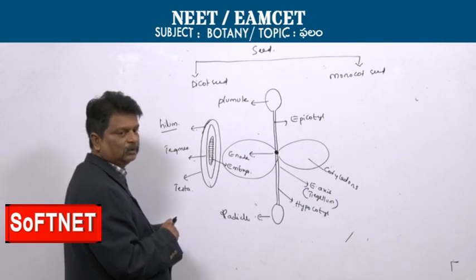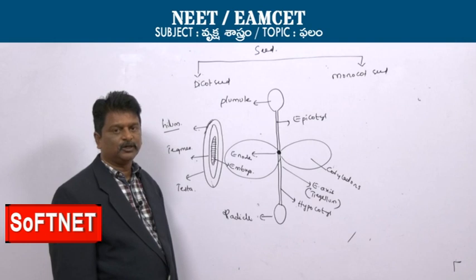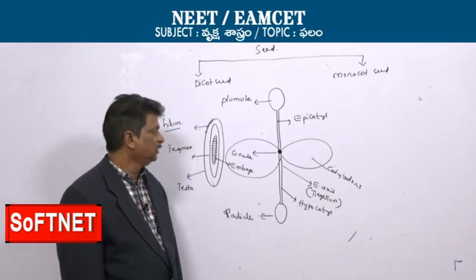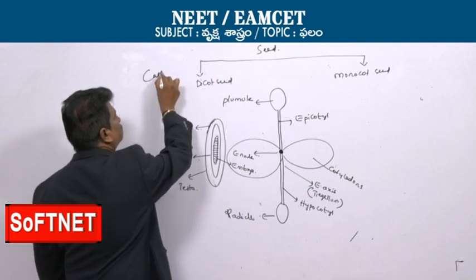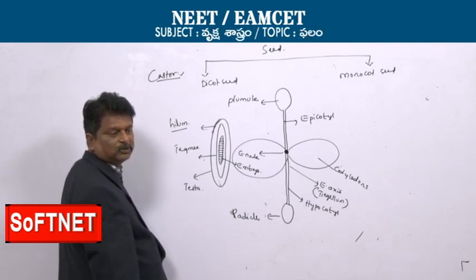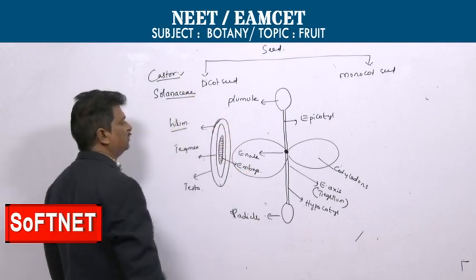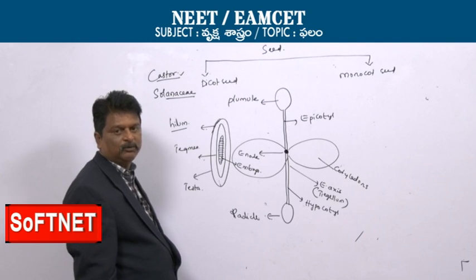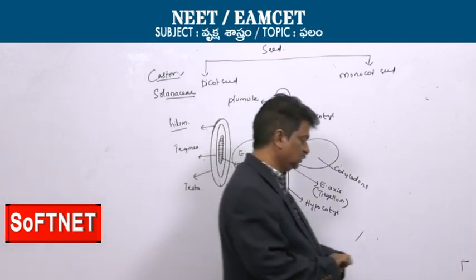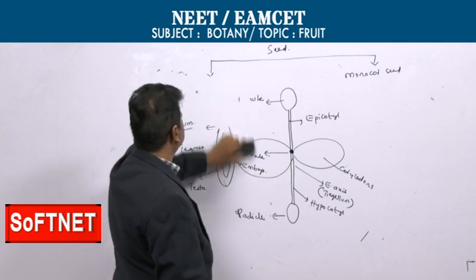Generally in dicots, the seed is non-endospermic. So non-endospermic seed is present in dicots. In dicots, the cotyledons are often fleshy. But there are some dicots like castor. In castor, the seed contains endosperm, so they are called endospermic seeds. Other than castor, there are the solanaceae members. Solanaceae is a dicot family, but the seed is endospermic. It is about dicot seed.